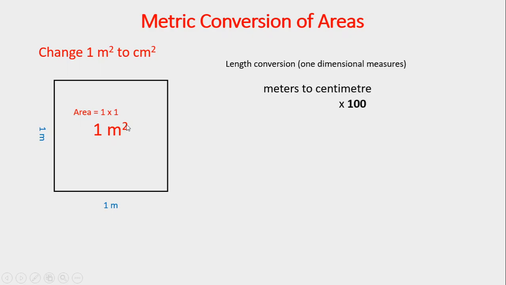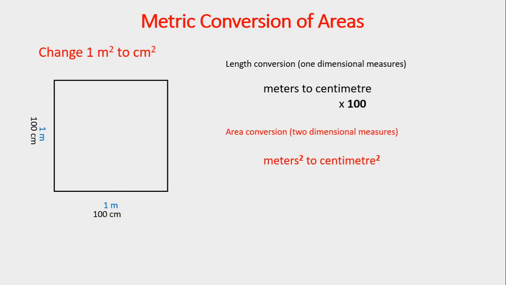Now converting that to centimeters, a lot of people would just go ahead and say, I know how to convert between meters and centimeters, I just times by 100. That's true for lengths. To convert this length into centimeters, I times it by 100. However, to convert the area, that's a two-dimensional space. So we need to keep in mind that to convert between meters squared and centimeters squared, we use this conversion squared. I don't just times by 100, I times by 100 squared. And let me show you why.